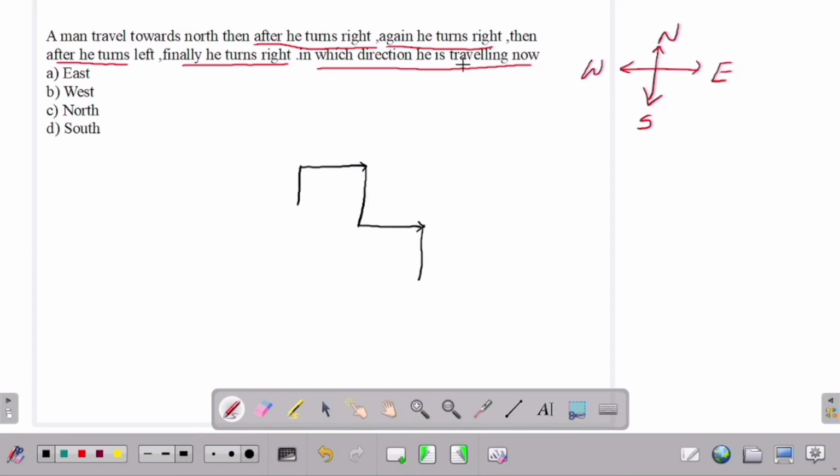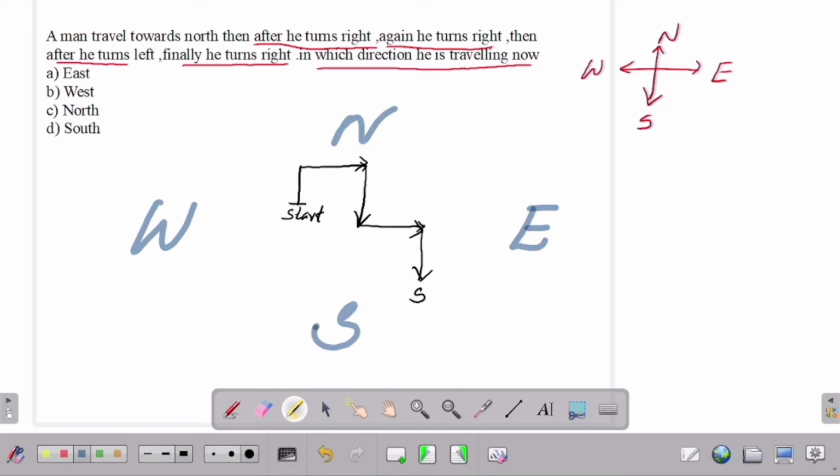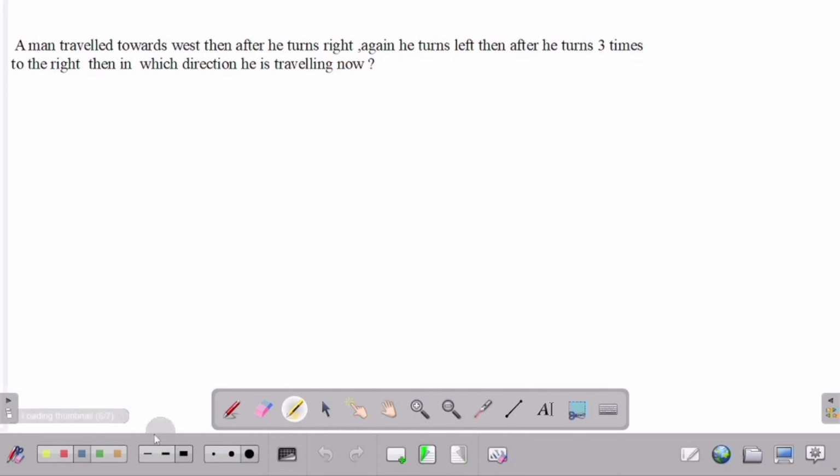Now in which direction is he traveling? He is traveling in the south direction, yes or no? Yes. So the final answer is south direction. These are the arrow marks indicating it. This is the starting position, and finally he is in the south direction. For your clarity, this is east, this is west, this is north and this is south. So option D is the correct answer. Are you able to understand clearly? Okay, moving to the next question.